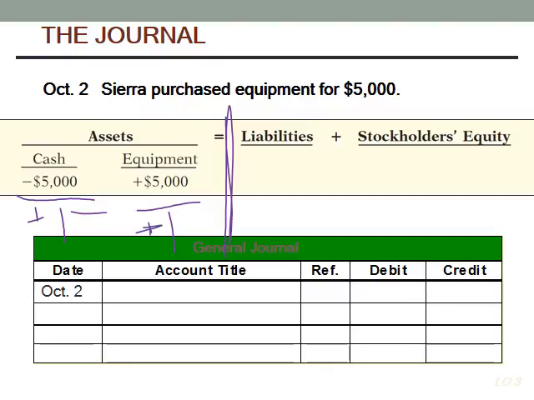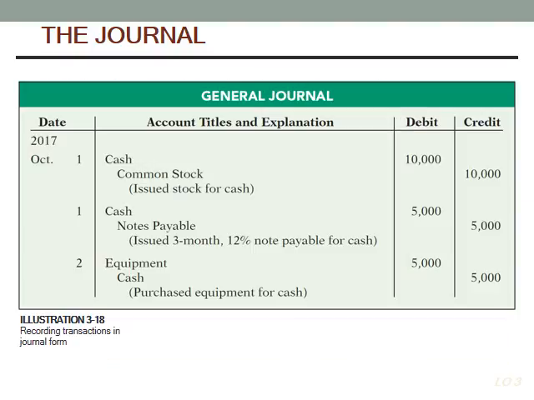So now cash is going to be our decrease or our credit. So equipment will come first because equipment will be our debit. We increase equipment, so that's a debit to equipment and a credit to cash. All right, so you see our general journal is expanding. Here's all of our different transactions that occurred on October 1st and 2nd.